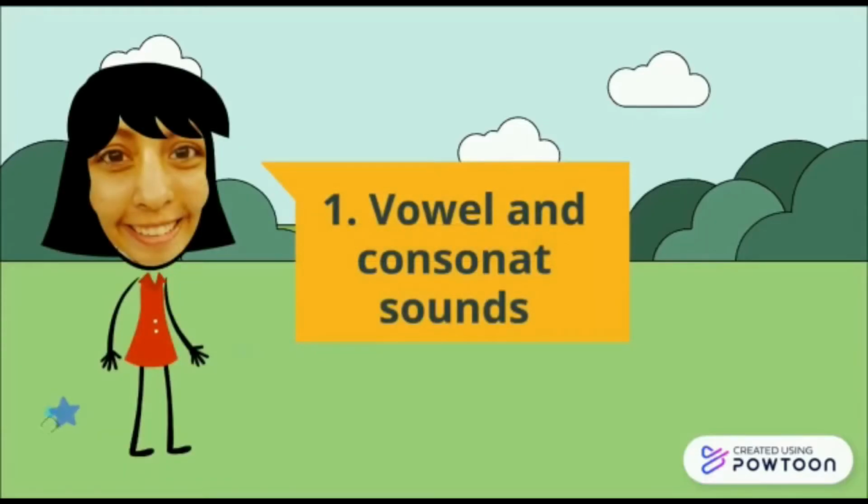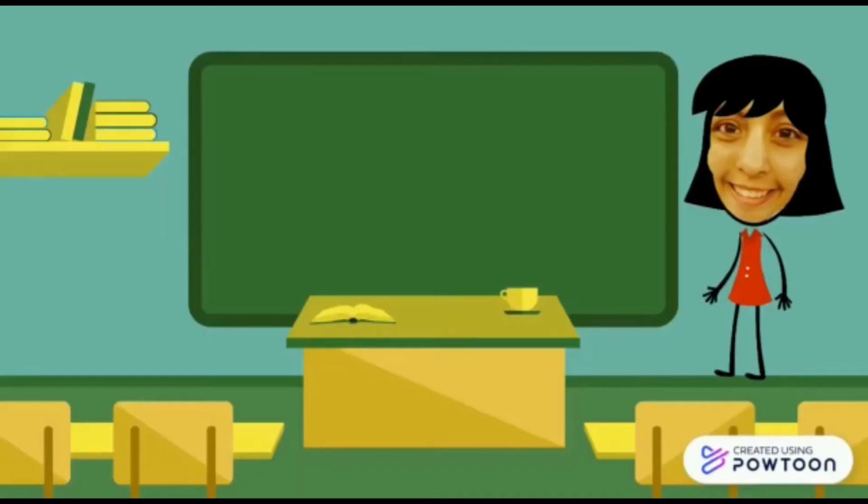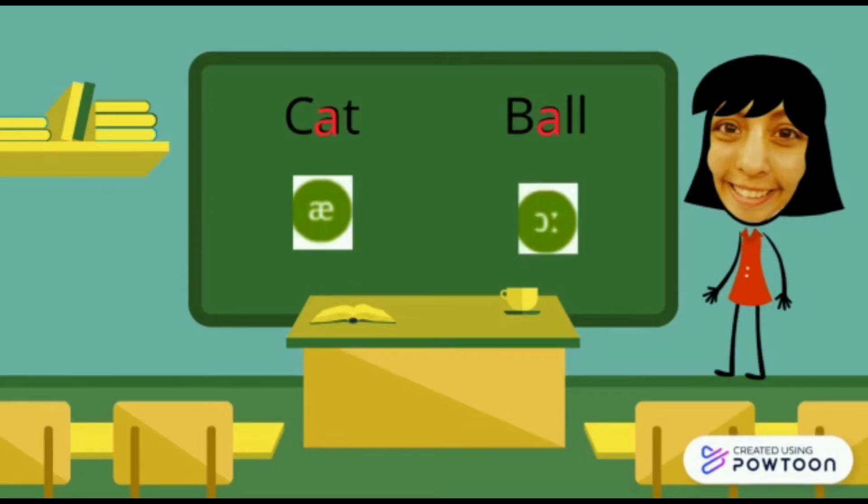English language learners need to distinguish between vowels and consonants, and after that they need to learn that also these letters do not always make the same sound. Let's look at an example. For example, if we see these two words, cat and ball, we can see that they have the same vowel, A. But this vowel makes different sounds. In the first word, cat, the vowel makes a sound like A, but in the second word, ball, it has a sound like O.